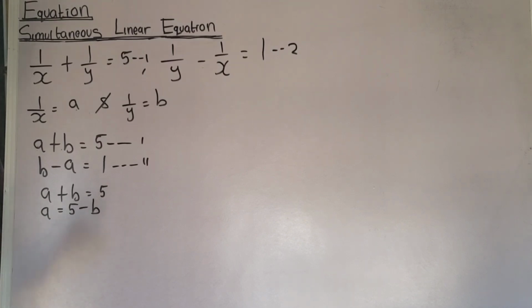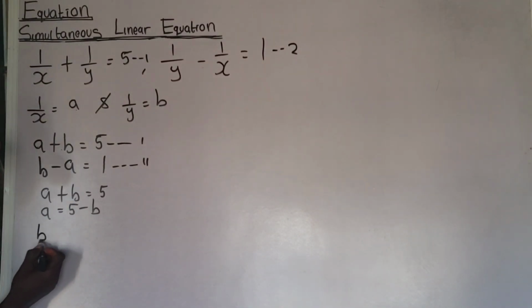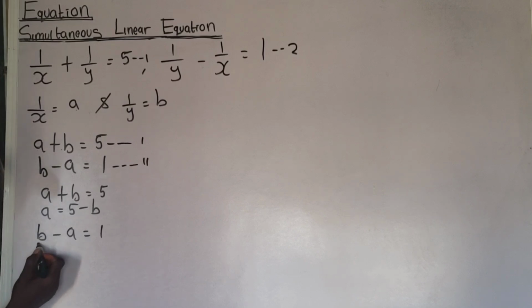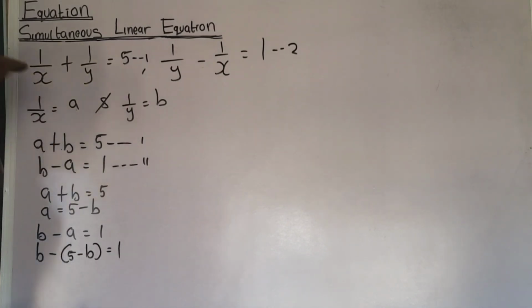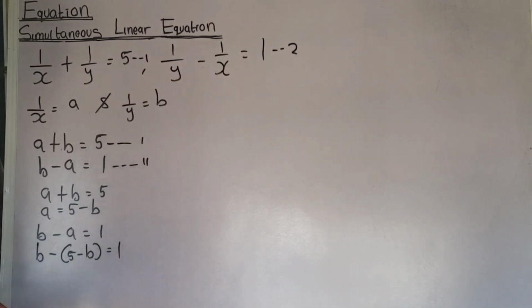Now, I've made a the subject of the relation. The next step here is to substitute the value of a into equation 2. Equation 2 is b minus a equals 1. Now, a is equal to 5 minus b. Are you paying attention? So I'm going to have b minus (5 minus b) equals 1. Do you know what I did? I just replaced a as 5 minus b. I've not done anything else.